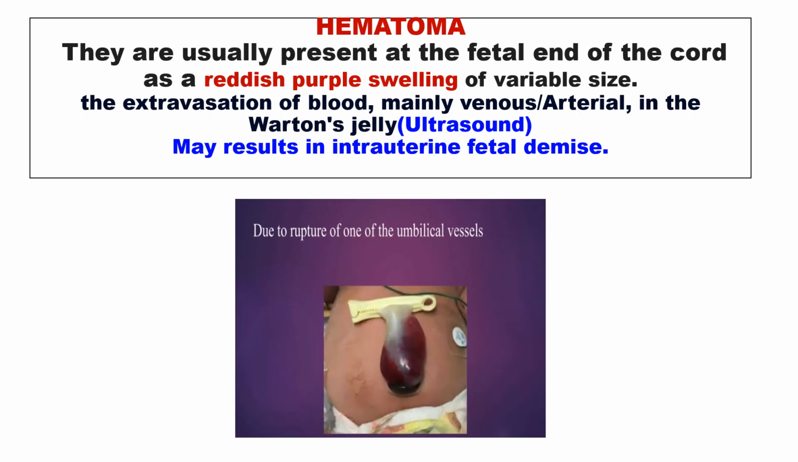Hematoma. This is usually present at the fetal end of the cord, a reddish purple swelling of variable size. It's an extravasation of blood, mainly venous, sometimes arterial, in the Wharton's jelly, identified by ultrasound, and may result in intrauterine fetal death.